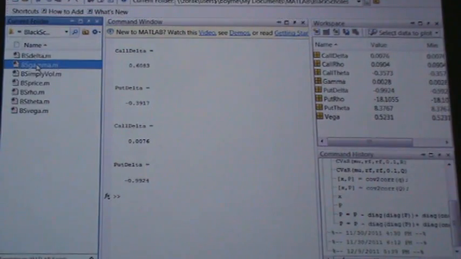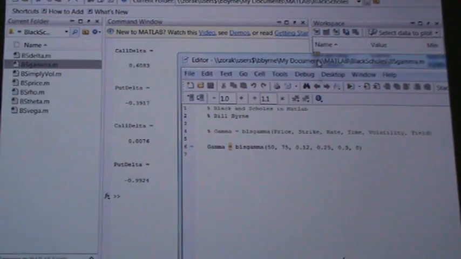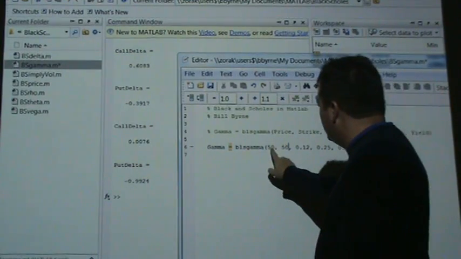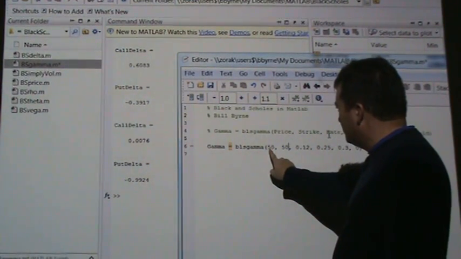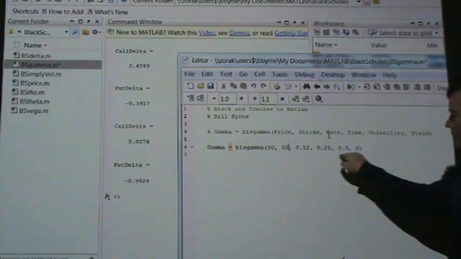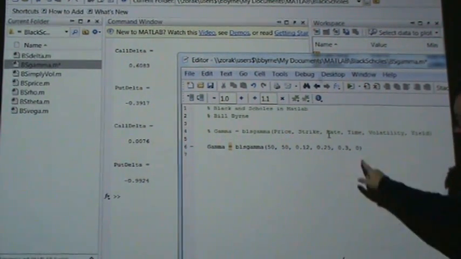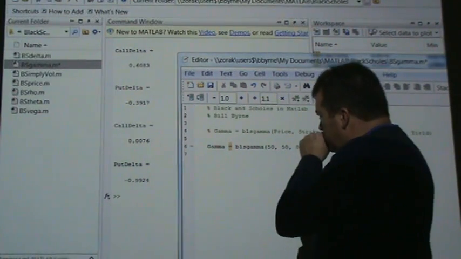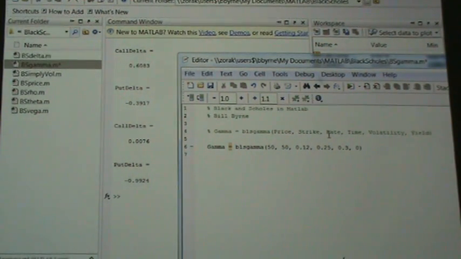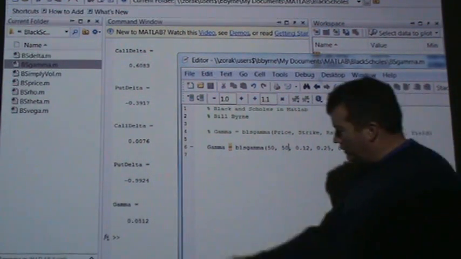We said gamma was the derivative of the derivative. So again, we'll do the same example where the stock price is currently 50 and the strike price is 50. And the other things are all the same: quarter of a year to go, 12% interest, 30% volatility, no dividend. The gamma for this one, this would be the rate of change of the rate of change. The gamma in this case is 0.05.